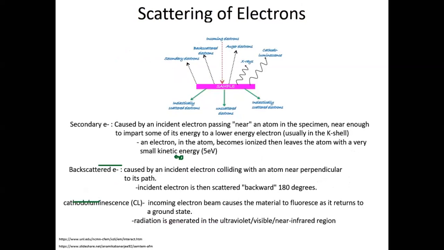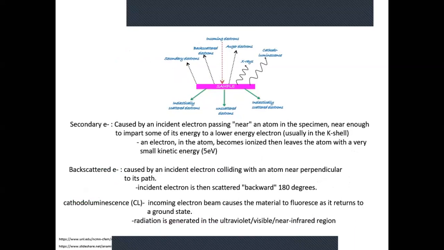So how do electrons scatter? There are many different types of ways electrons can scatter, but mainly you have an incoming electron that hits the sample. It produces secondary electrons, which are a result of an electron passing near an atom, imparting some of its energy to the lower energy electrons in the K shell, which become ionized and leave with a small kinetic energy.